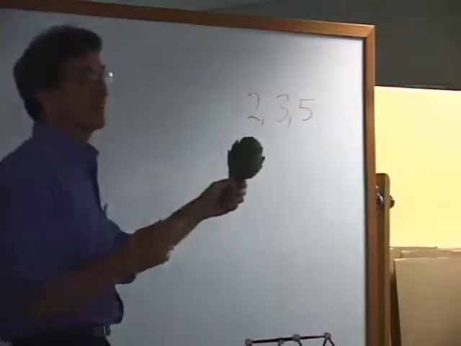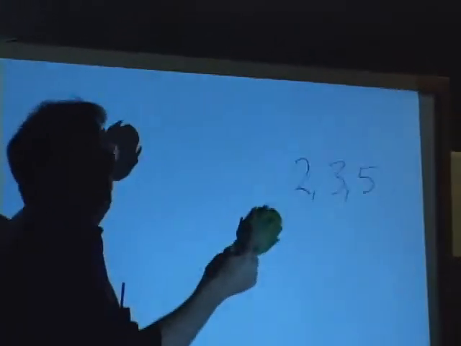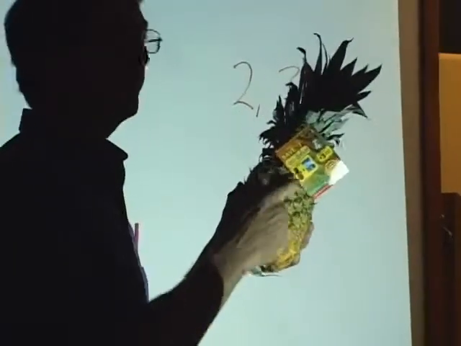Here is an artichoke. Go ahead and turn the light on so we can see this. An artichoke has spirals, 8 spirals in one direction, 5 spirals in the other direction, right? Or if you look at a rose, it's got spirals of 3 and 5. Or if you look at the pineapple, this is really interesting, it's got 13, 21, and 34.